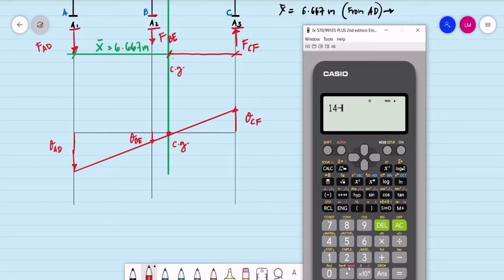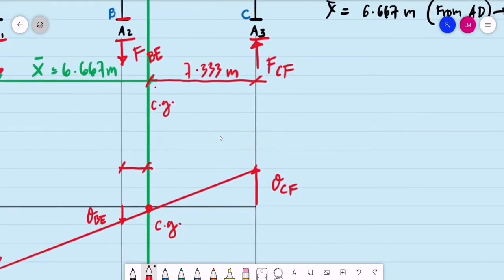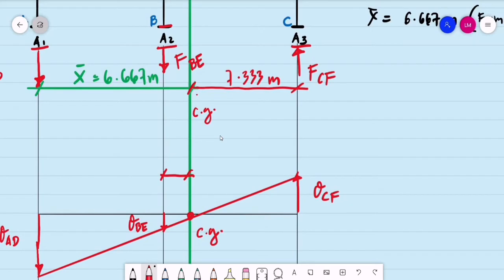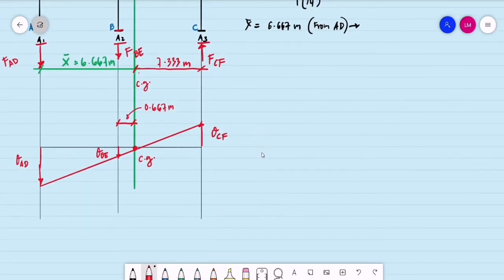So 14 minus 6.667, we can have this distance as 7.333 meters. And this small distance from the centroid of all columns to column BE, that is the excess of the 6.667, is 0.667 meters. So we can have the relation of these three stresses by ratio and proportion of similar triangles.